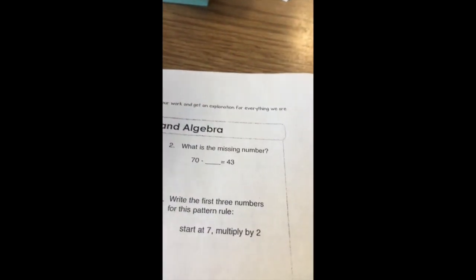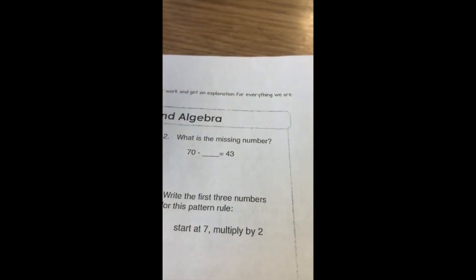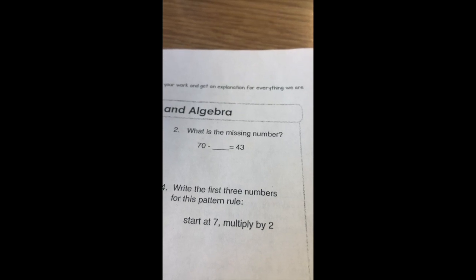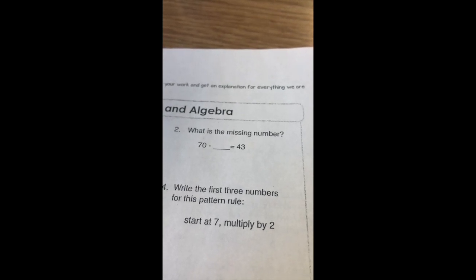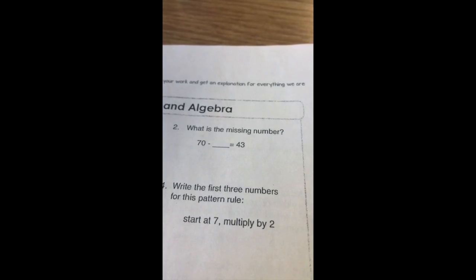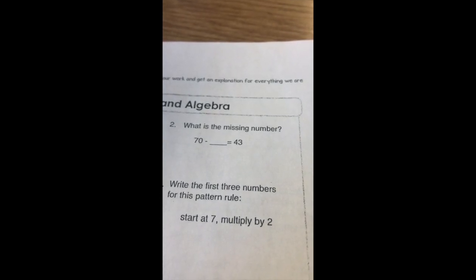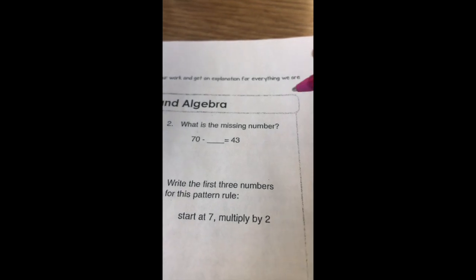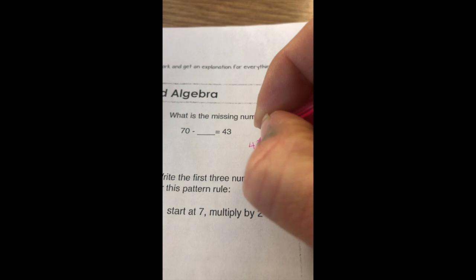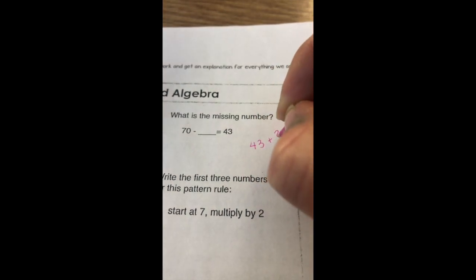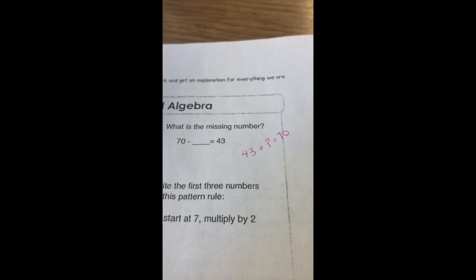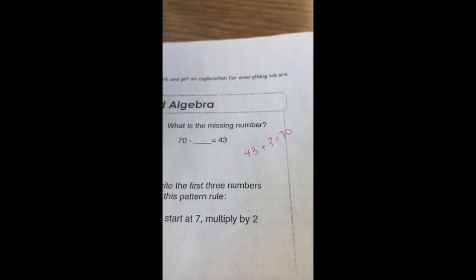I'm going to go to number 2. What is the missing number? So how would I figure this out? 70 take away something is 43. Now remember, addition and subtraction are the same, they're just opposite. So to figure this out, I have to figure out 43 plus what equals 70. That's another way to look at it. So whatever way makes sense to you, you can look at it.